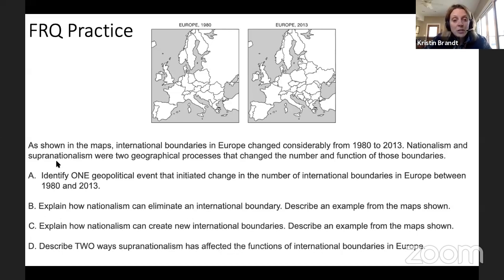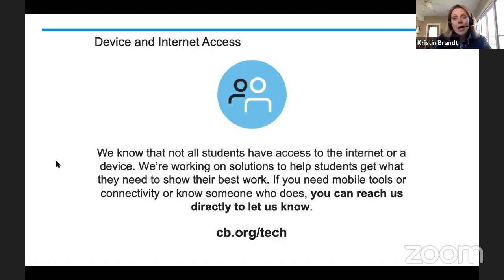Explain how nationalism can eliminate an international boundary, explain how nationalism can create new international boundaries, and then describe two ways supranationalism has affected the functions of international boundaries. So that's our explain and describe and talking about those processes. I hope you enjoyed today. You're starting to see how we keep reconnecting and bringing those ideas, but we're really transitioning to prepping you for those FRQs.